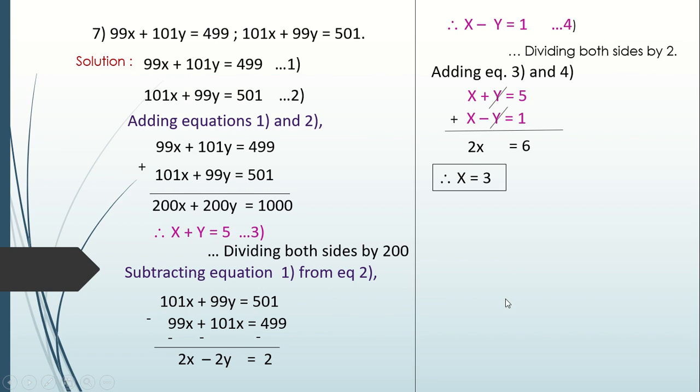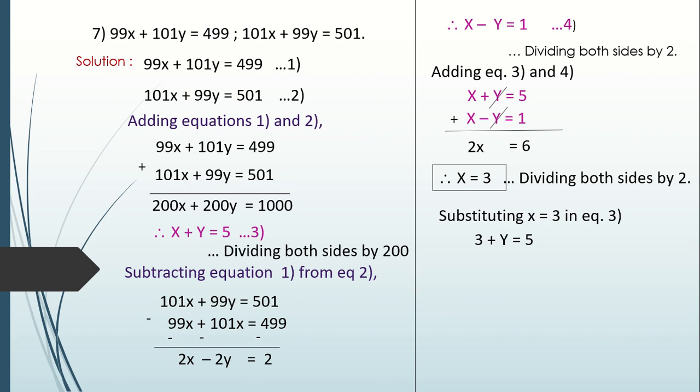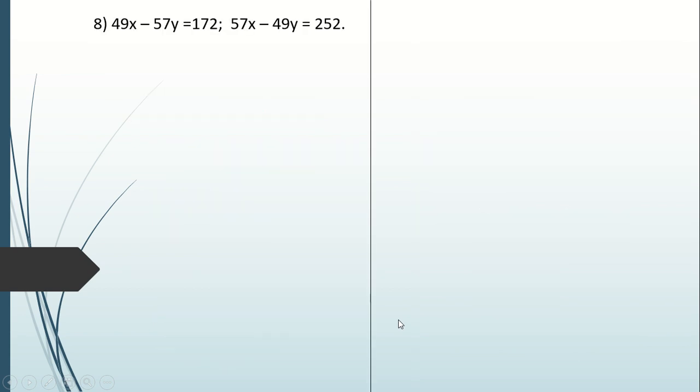Now substituting this x is equal to 3 in either equation number 3 or 4, you can do. Okay, substituting x is equal to 3 in equation number 3, I have done. So I get y is equal to 5 minus 3, and y is equal to 2. Therefore x, y is equal to 3, 2 is the solution. Okay, so I think the method is clear to you. In the next sum also it's the same way.